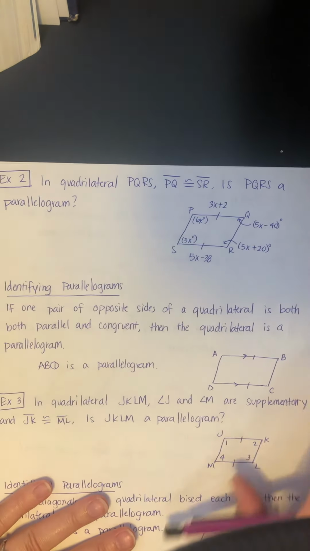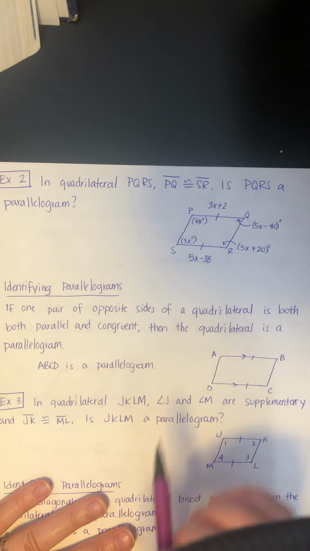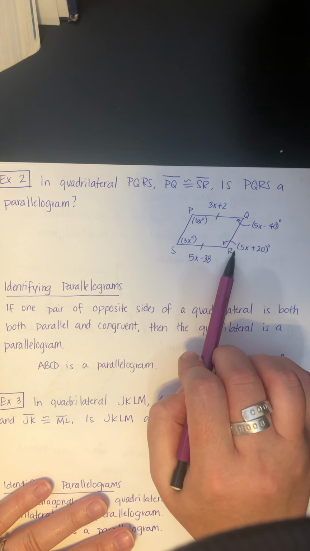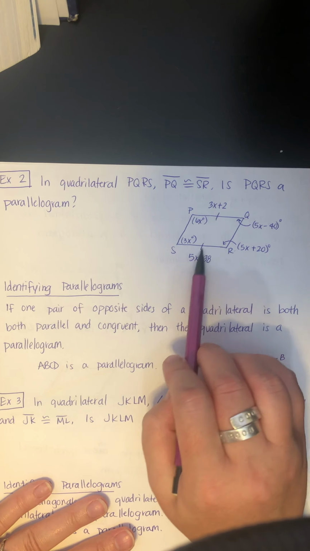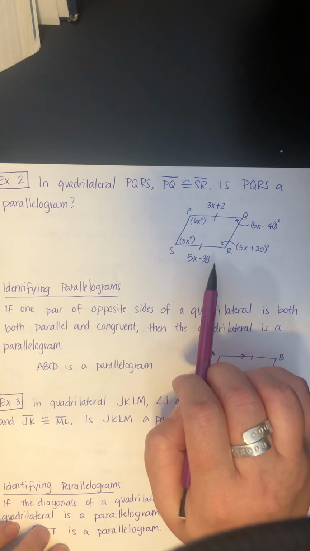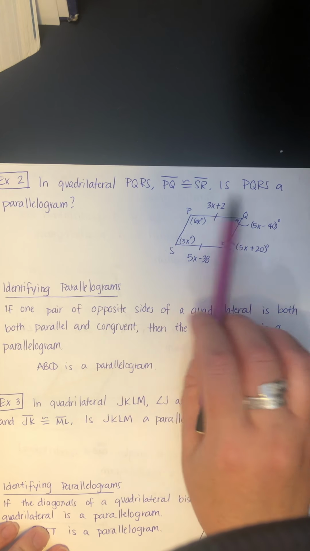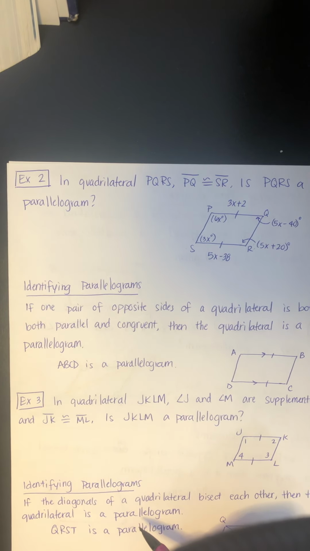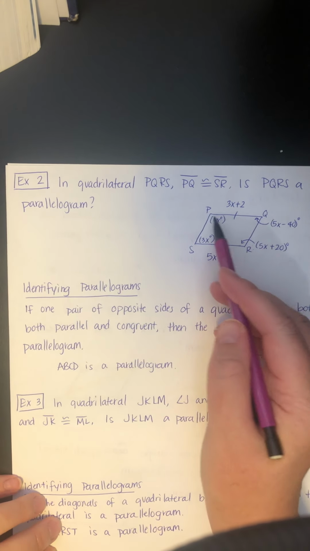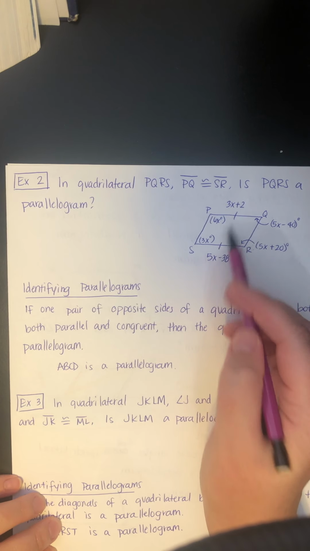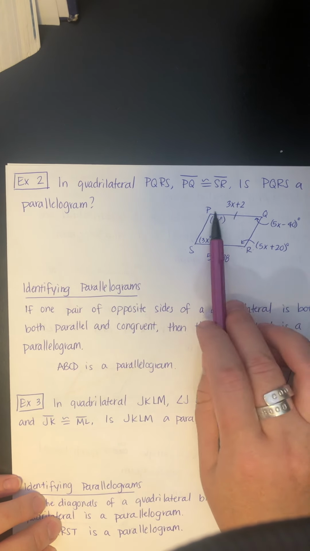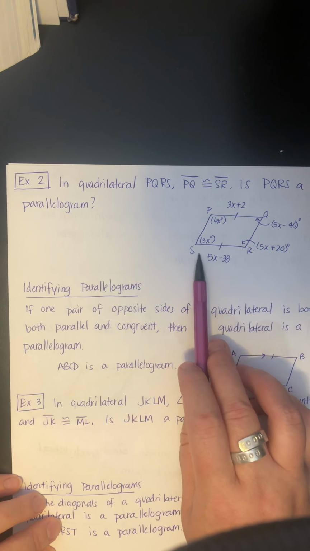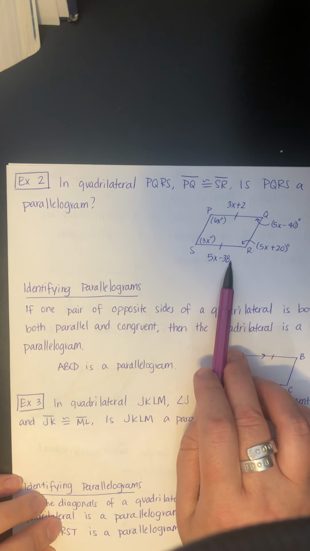Next example says, in quadrilateral PQRS, segment PQ is congruent to segment SR, meaning they're equal to each other. And look, it's denoted with this little tick mark. They ask us if this is a parallelogram PQRS. What you're going to do is make these equal to each other. We want to solve for x because this side PQ is 3x plus 2 is the length of the side. The length of this side, SR, is 5x minus 38.